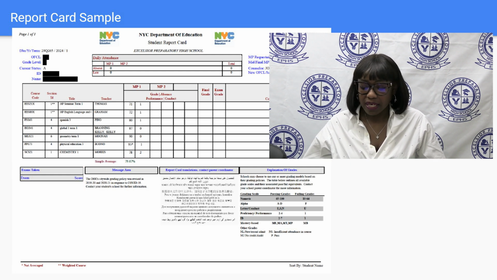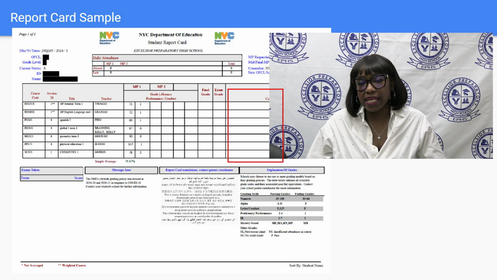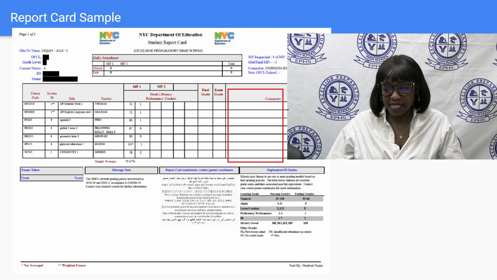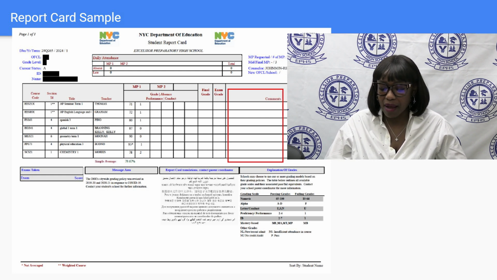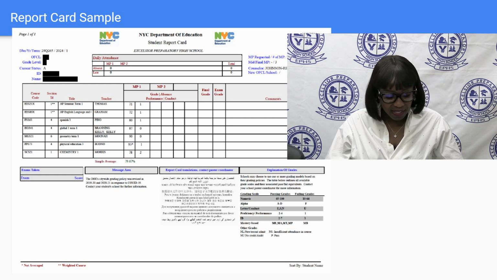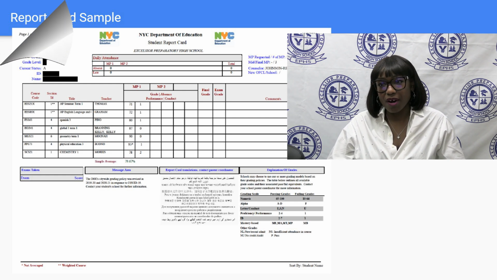If the teachers provided any comments, you'll see that off to the right-hand side for the individual classes. Not all teachers always provide comments, but that is where you would find it. And that is how to read your child's report card.